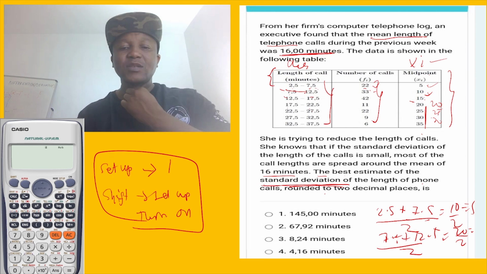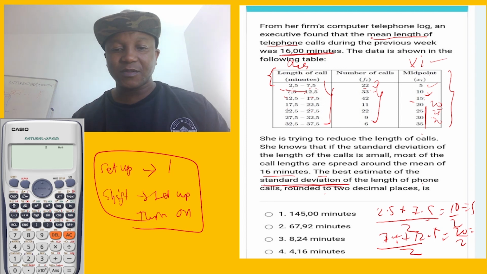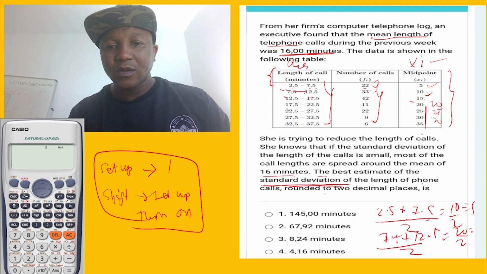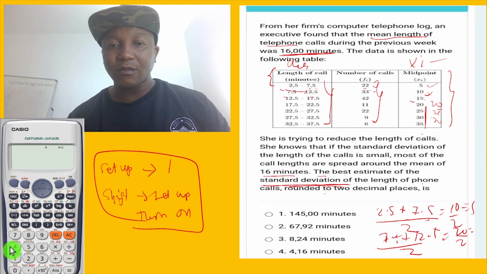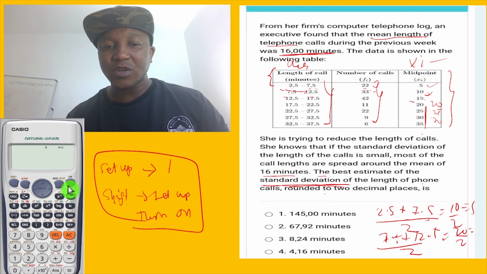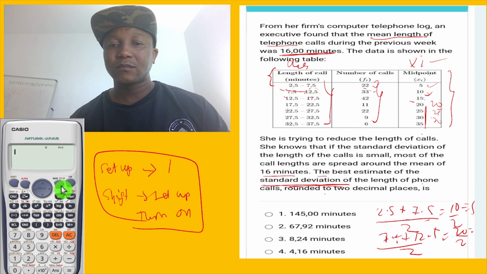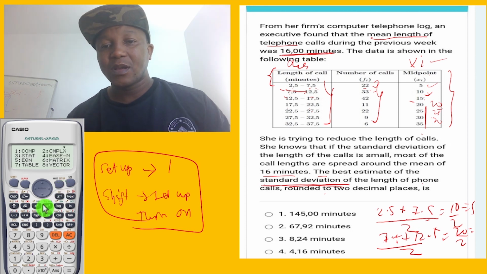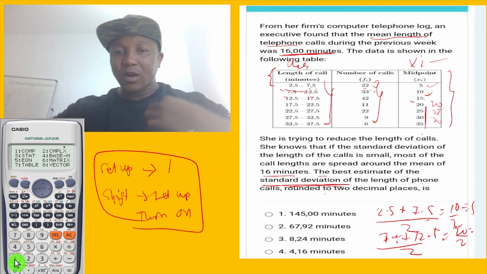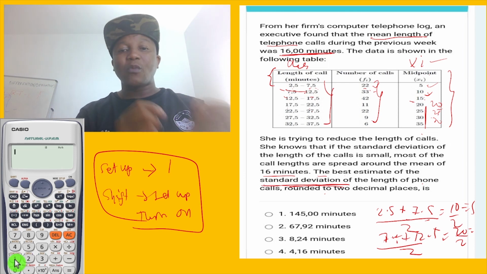So let's do the 3 steps. Let's come to the calculator. First, shift and then number 1. I mean setup and then number 1. Setup. My calculator is very slow. Setup, and then we go number 1. Now you have already set up, but now we want to turn on.